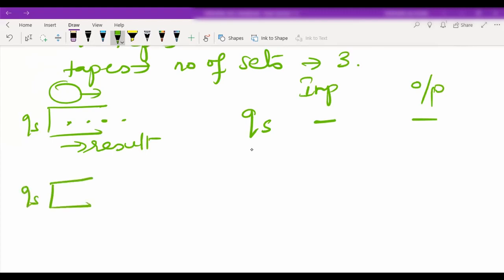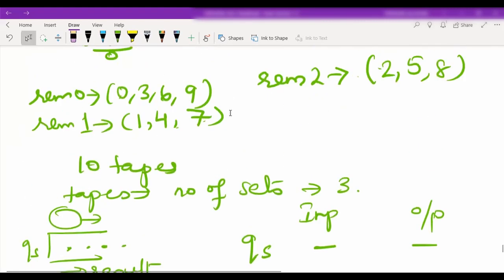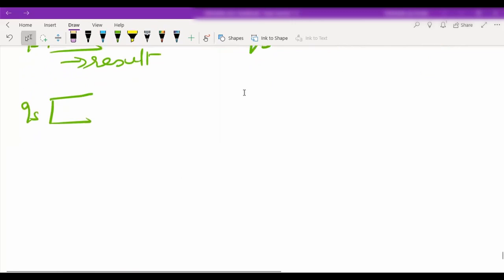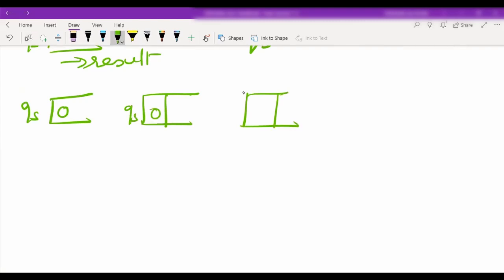So now we will consider the QS state. From the remainder 0 set, what is there in remainder 0? We can consider 0, we can consider 3, we can consider 6 also. But we will start with 0. So the first bit can be 0. How many tapes will there be based on the sets? We are having 3 tapes, and we are going to consider an element from each set as the next bit. So this is the Q0 state.